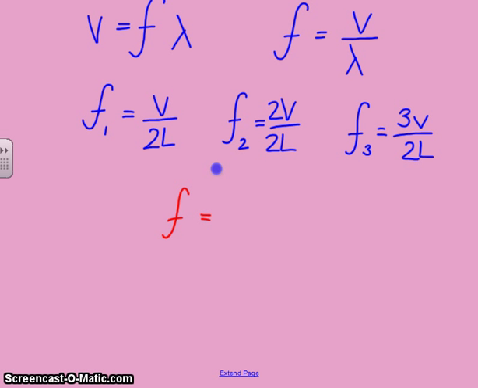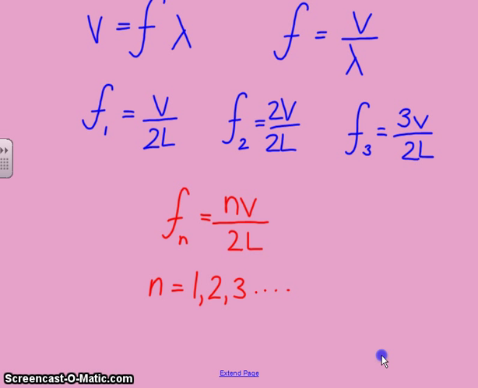The frequency of the nth harmonic, we can plug in any number there, is equal to n times V over 2L. Each of these has a 2L in the denominator. Each of them has a V in the numerator. And you'll notice that when I have f1, I have a 1 here. When I have f2, I have a 2 here. And in f3, I have a 3 here. So that letter n in this equation is any positive integer. We can have as many as we want. So that's harmonics on strings.